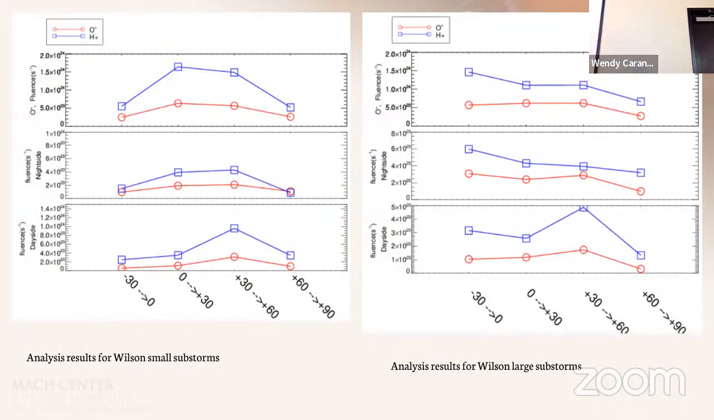So the first list that we ran this analysis on was the Wilson list. As you can see here, this better shows what a superposed epoch analysis really is. Together, these plots combine 127 substorms. We lined them all up 30 minutes before onset to 90 minutes after onset, and these were our results of their ion outflow.